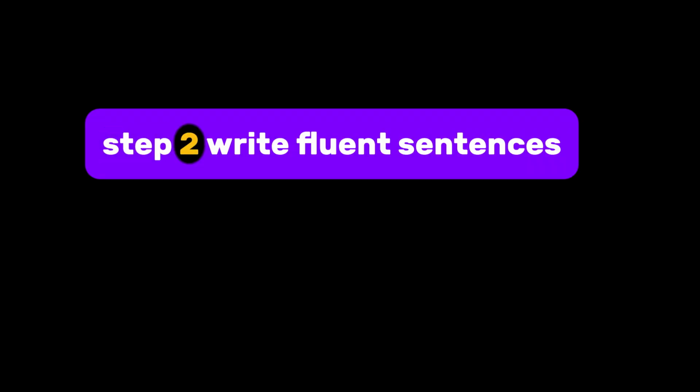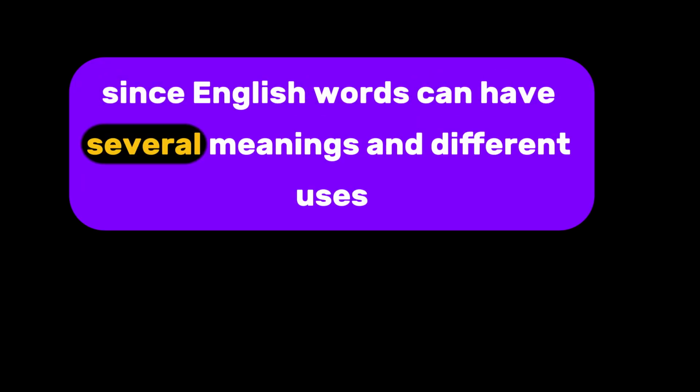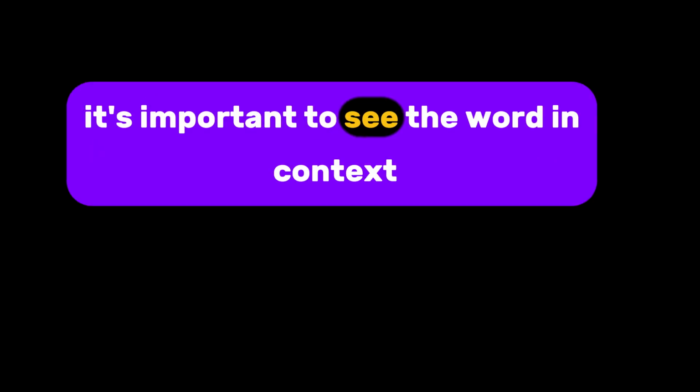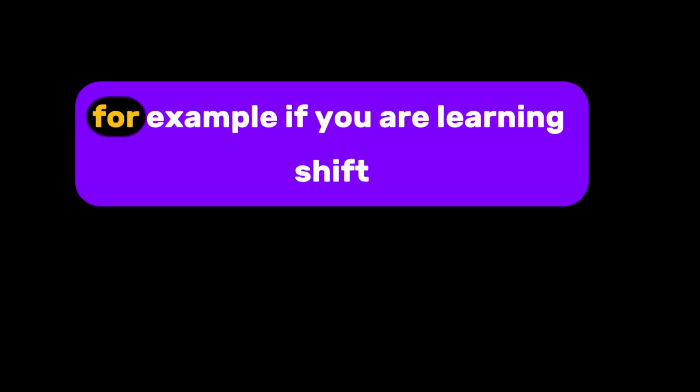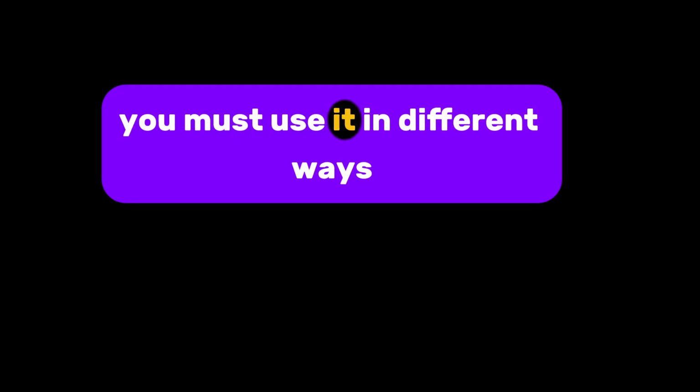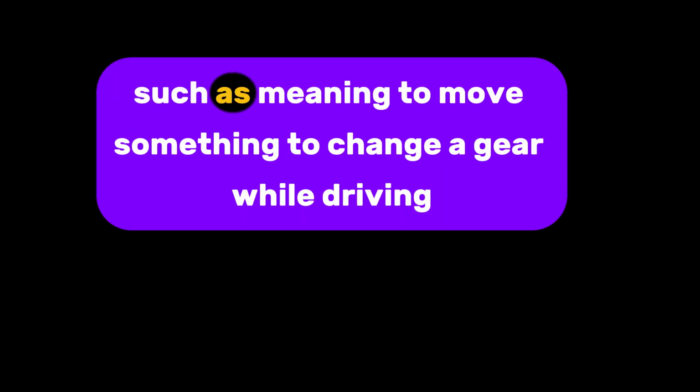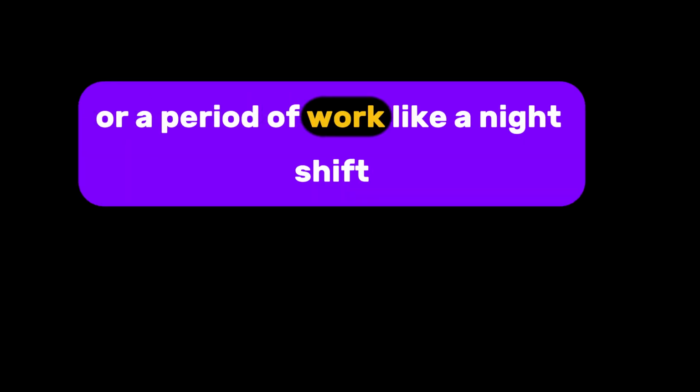Step 2. Write fluent sentences. Since English words can have several meanings and different uses, it's important to see the word in context. Write 3 fluent sentences using the key word. For example, if you are learning shift, you must use it in different ways, such as meaning to move something, to change a gear while driving, or a period of work, like a night shift.